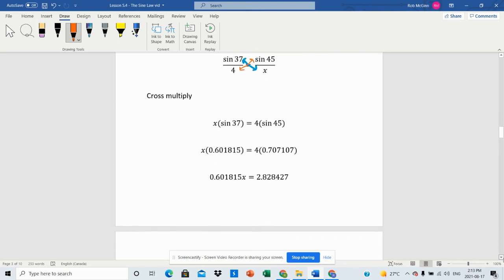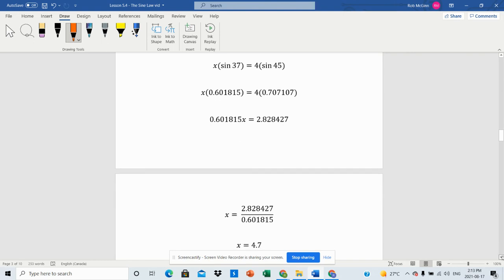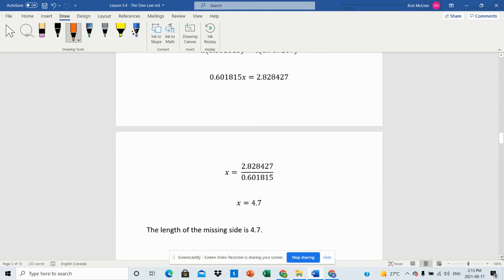Left-hand side, I'll be left with x. And on the right-hand side, I've got this wonderful, wonderful fraction here. So I'm just going to take 2.828427 and divide by 0.601815. And we'll find out that x equals approximately 4.7. So the length of the missing side is 4.7. And that's how we can apply the sine law in order to find side lengths in non-right angled triangles.